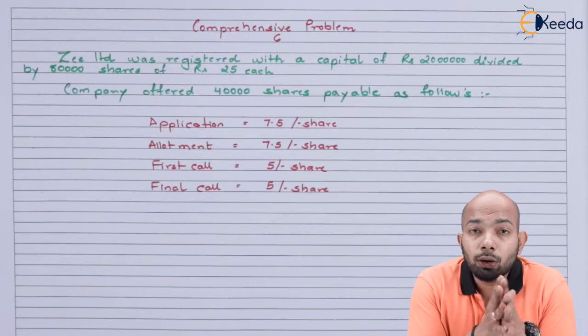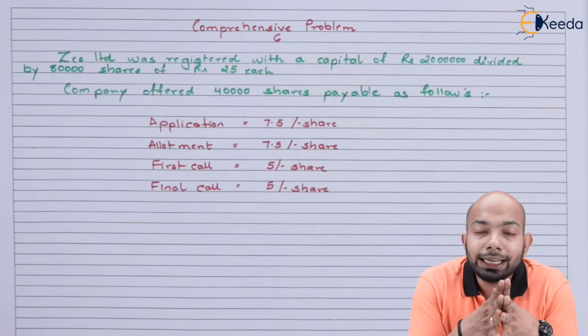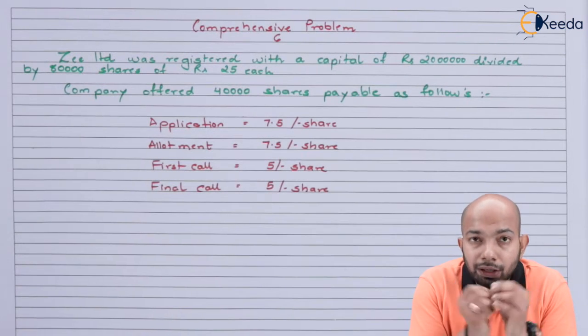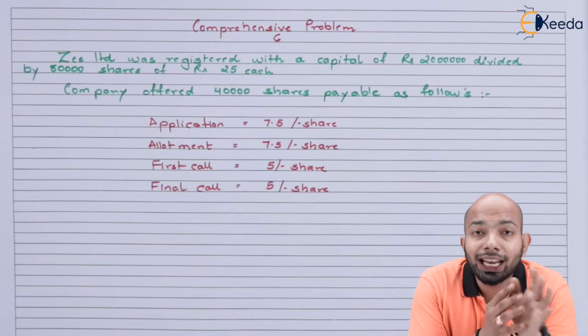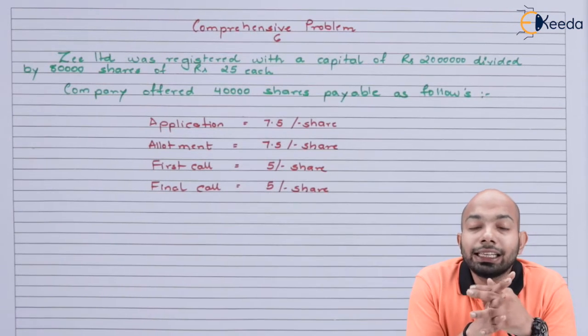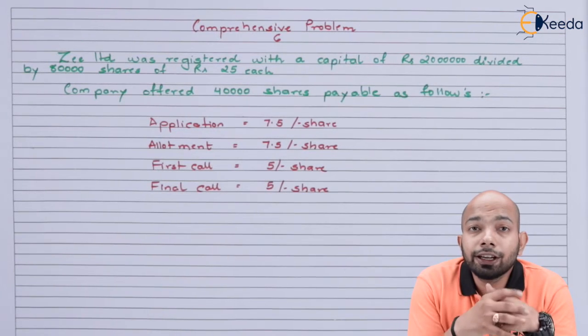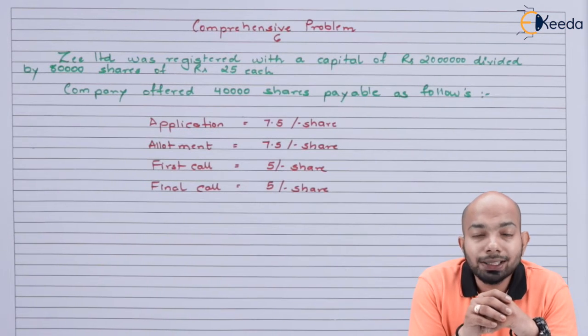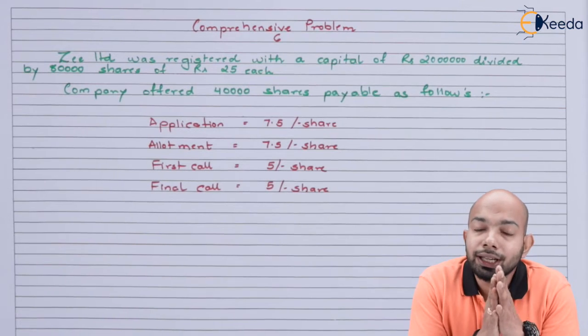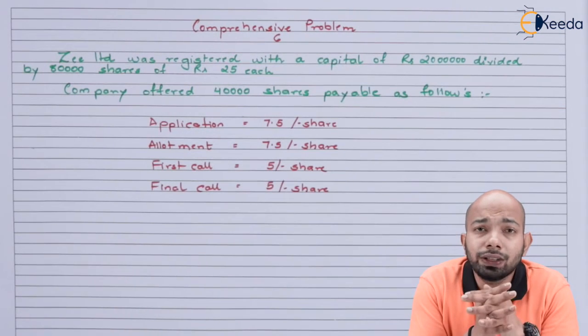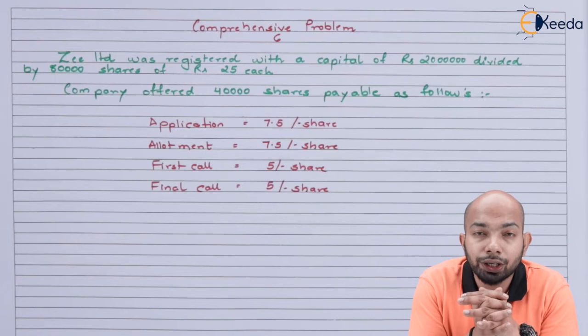Now, those 40,000 shares were payable at the rate of 25 per share, and this 25 has been segregated here. On application and allotment, they took 7.5 rupees per share, and on first and final call they took 5 rupees per share. This is the bifurcation that they have given. Let's figure out what more we have in this question about pro rata allotment.